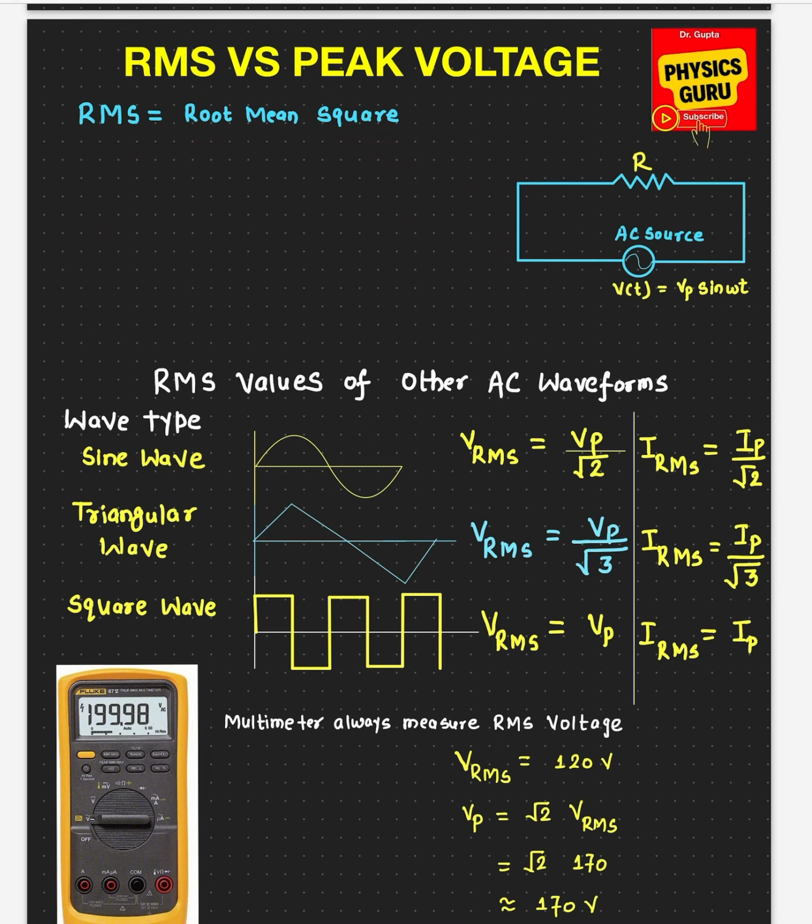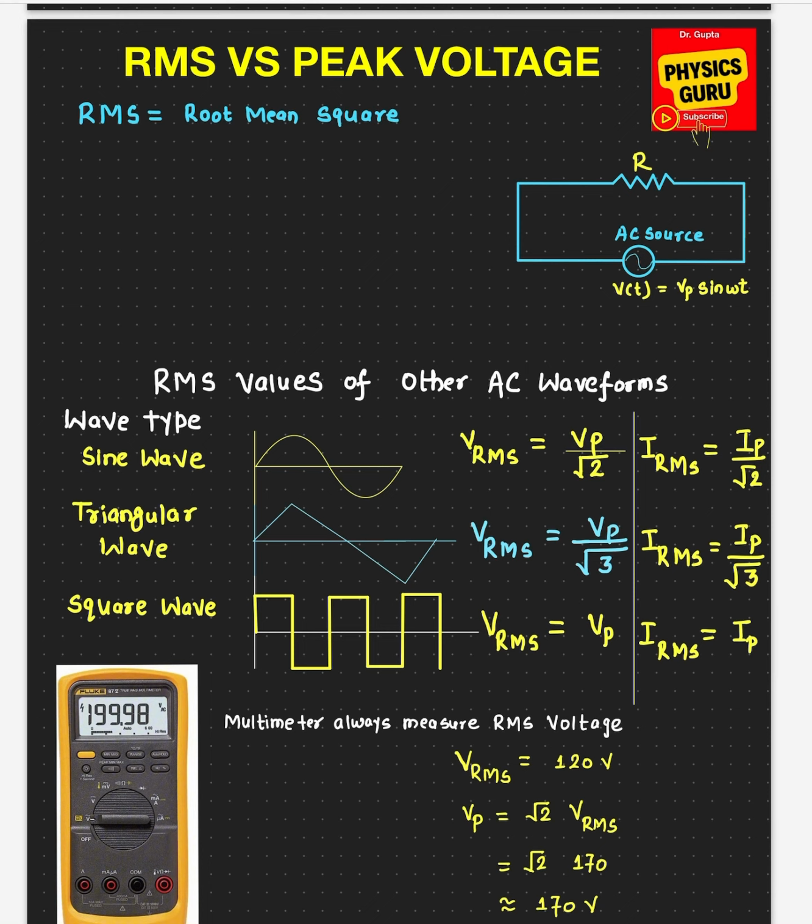If you have a triangular wave, then you calculate the RMS voltage simply by Vp divided by square root of 3, and the current is Ip divided by square root of 3. If you have a square wave, then the RMS voltage is exactly equal to the peak voltage, and the RMS current is exactly equal to the peak current. How do I calculate these numbers? I will talk about it in a separate video. Just remember how to calculate the RMS voltage from the peak voltage or vice versa.